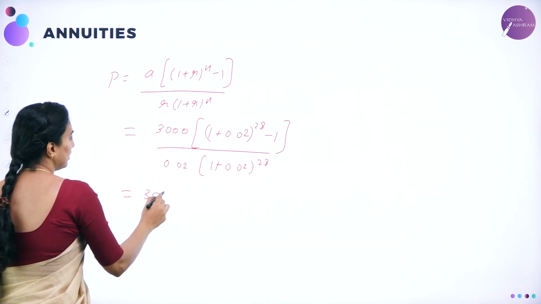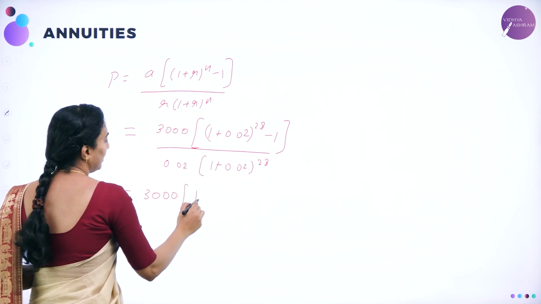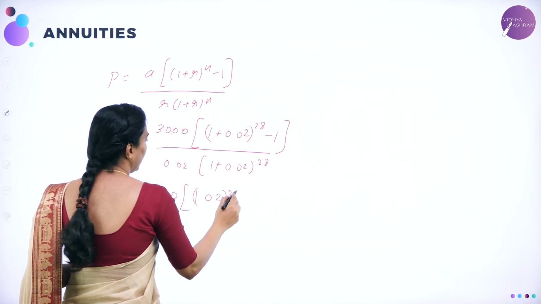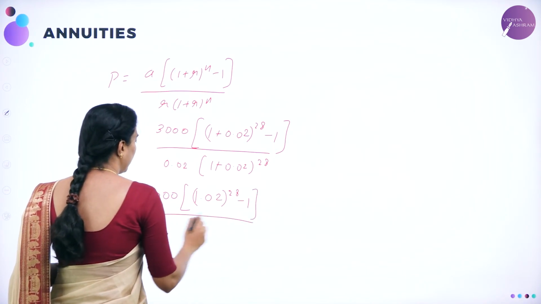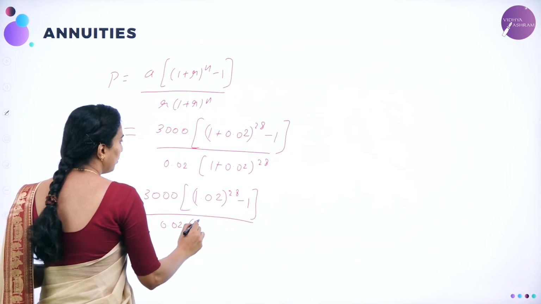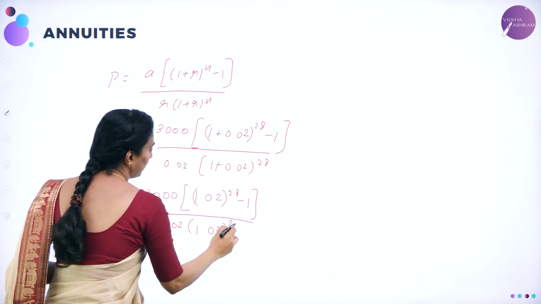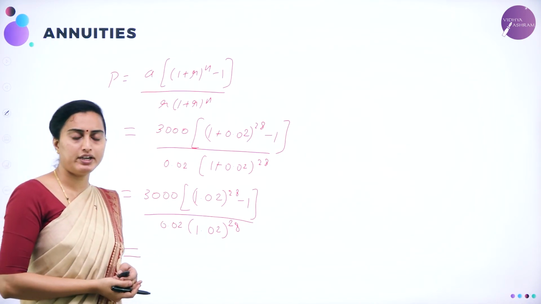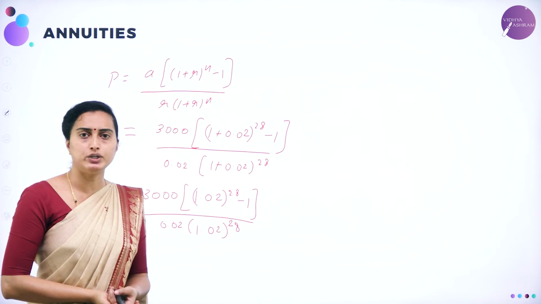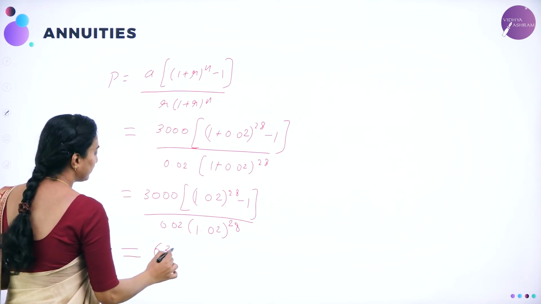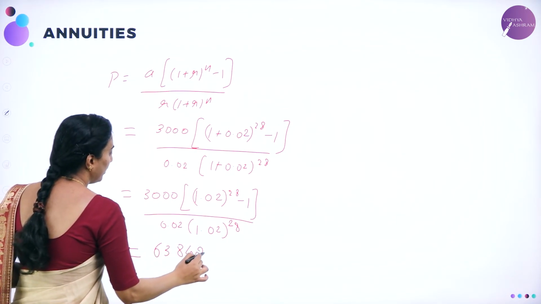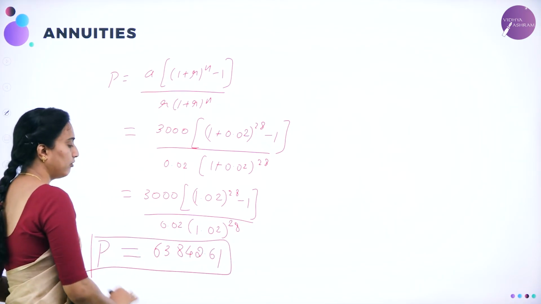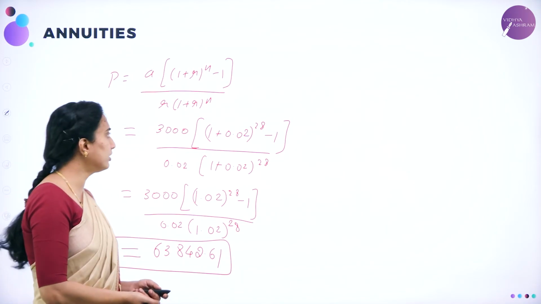Now here 3,000 into, you can calculate this in a calculator, 1.02 whole to the power of 28 minus 1 divided by 0.02 into 1.02 whole to the power of 28. Now, after doing all this calculation of the numerator and denominator, you are going to get the present value equal to 63,842.61. This is what the present value will be, calculated by the formula. That's it. Yes. We'll move on to the next question.